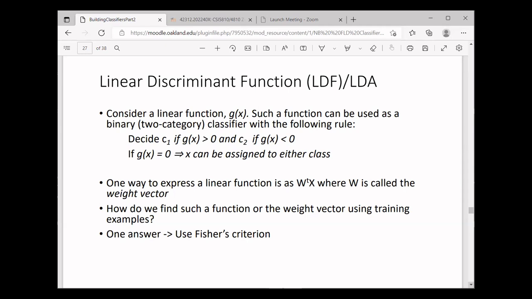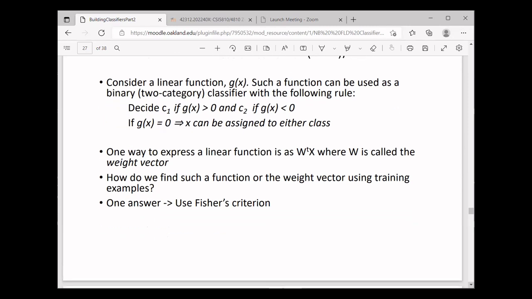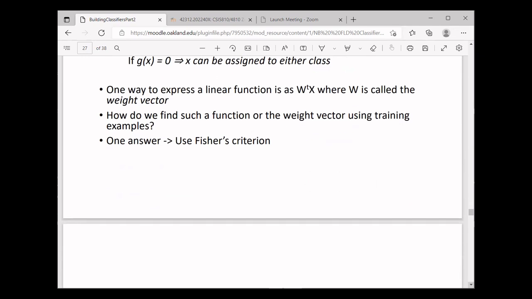So the question is, how do we figure out this weight vector W? There are a number of different ways of choosing that weight vector W, or learning it, given a number of examples. The method we are going to look at right now is the method based on Fisher's criterion. So let us see what Fisher's criterion is and why we may want to use it.